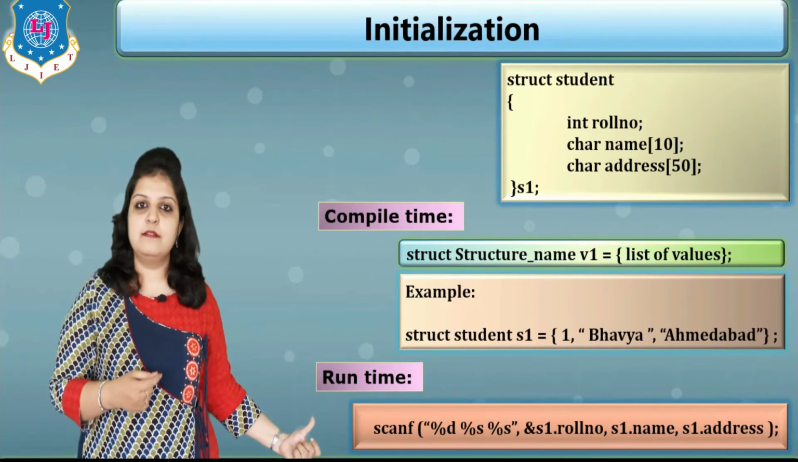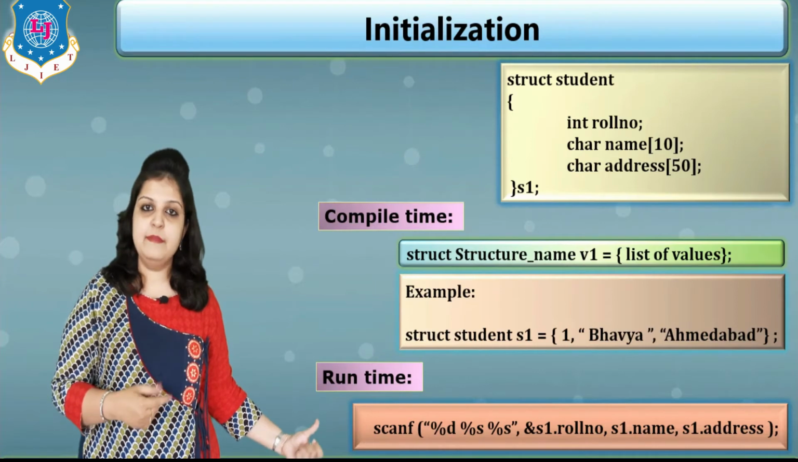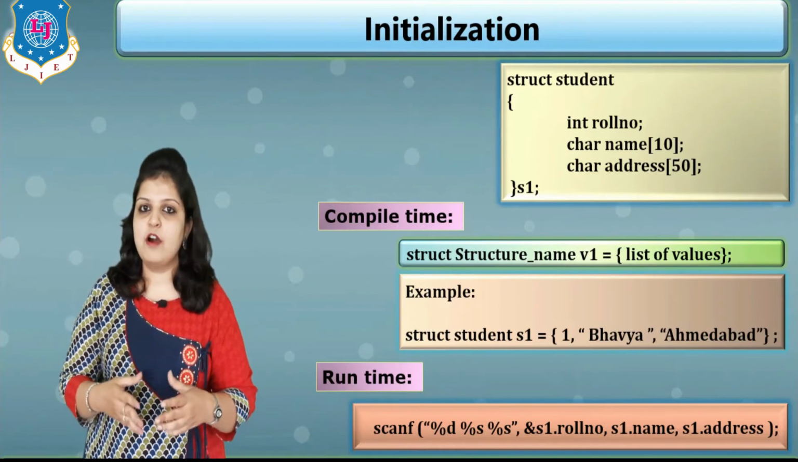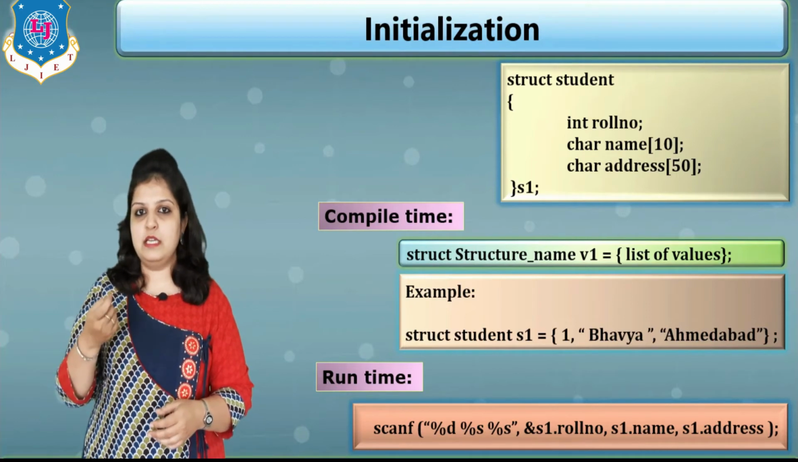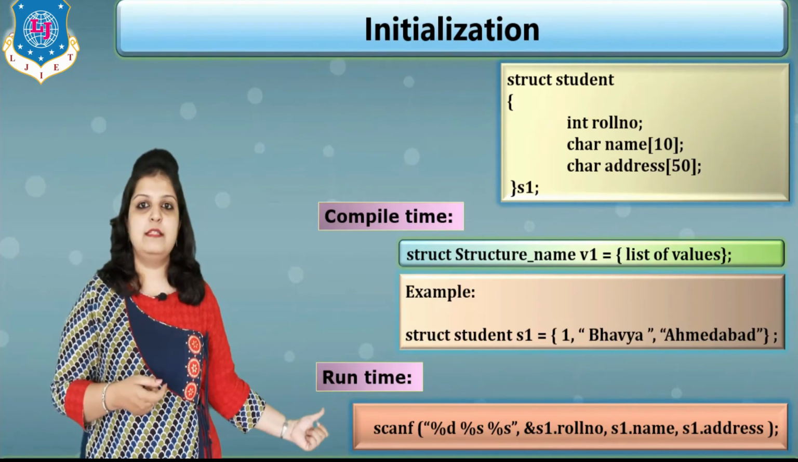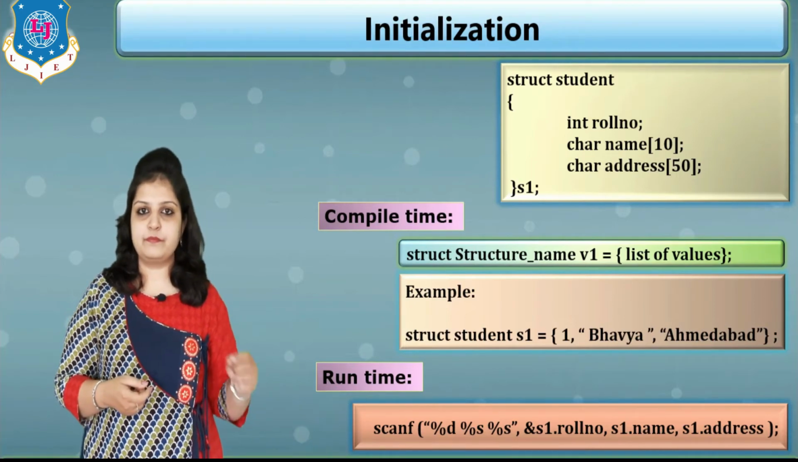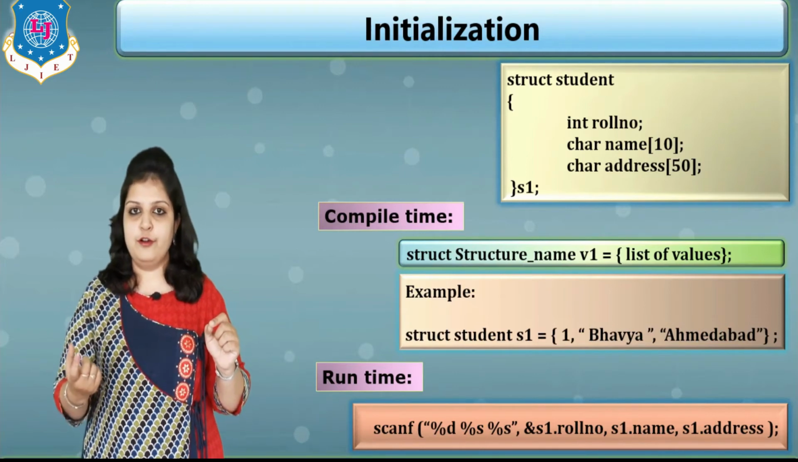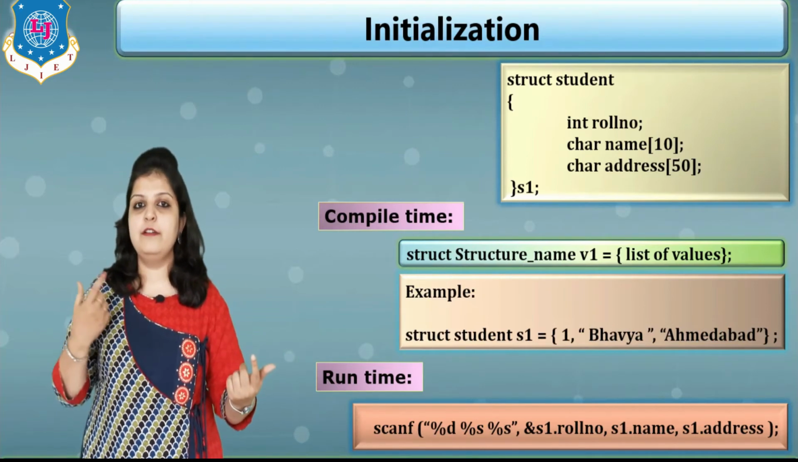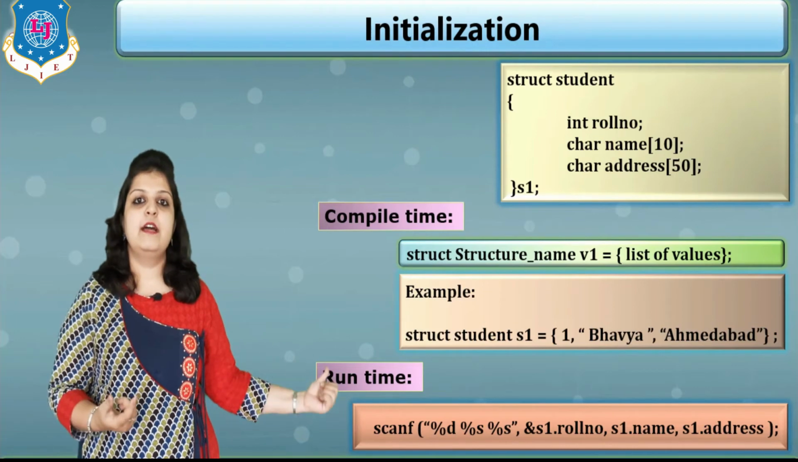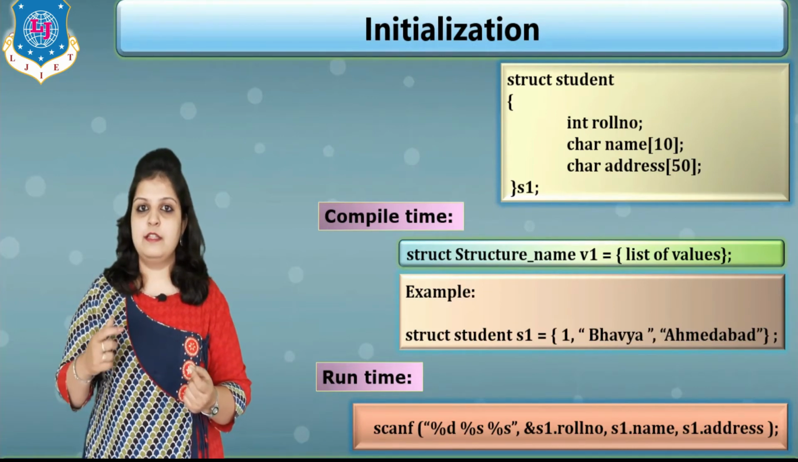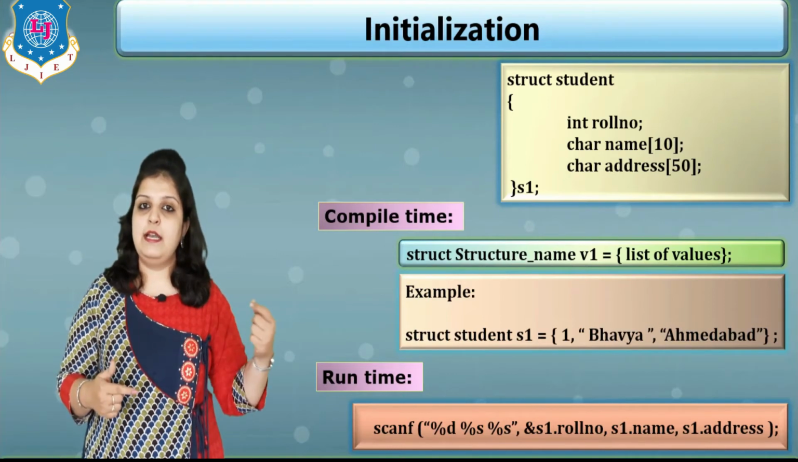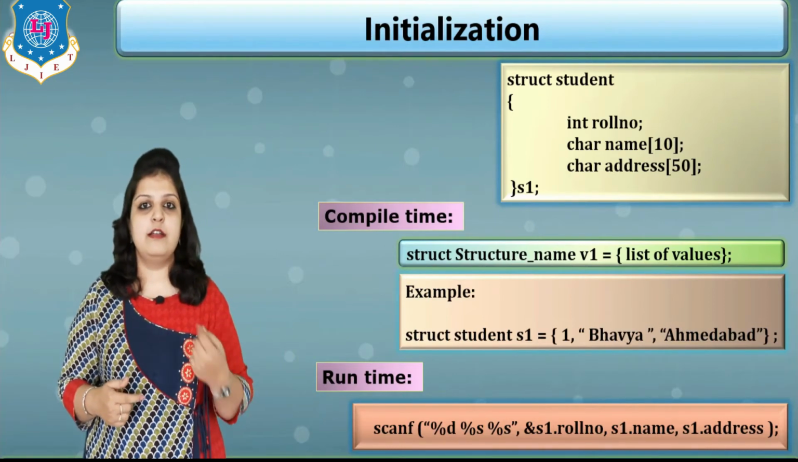So the first %s is for name, the second %s is for address, and we can access the members using the dot operator. So first I am writing ampersand S1 dot roll number, means structure variable dot our member 1. Then after a comma again S1 dot name, this is our second member, and last is S1 dot address.